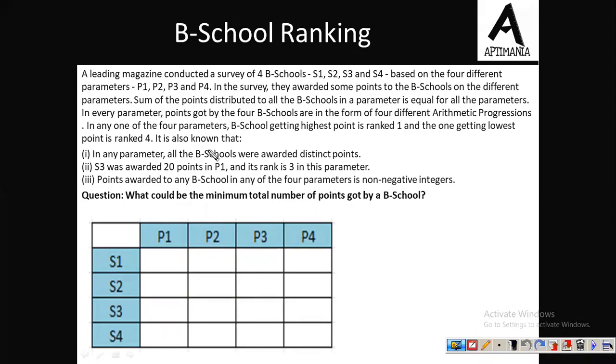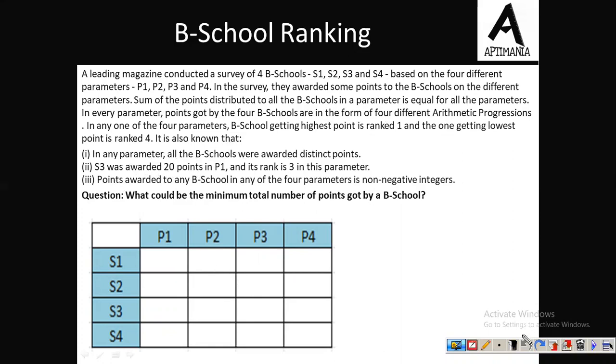Then further, in every parameter, the points got by the 4 schools are in the form of 4 different APs. So they are forming an arithmetic progression. In any one of the 4 parameters, the B school getting the highest point is ranked 1, and the one getting the lowest point is ranked 4. It is also known that in any parameter, all the B schools were awarded distinct points. So all these rows and the columns will have distinct values.